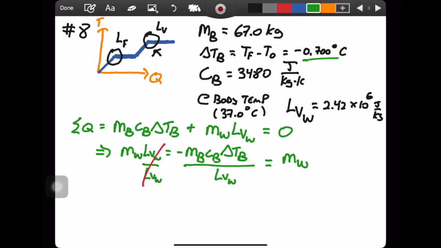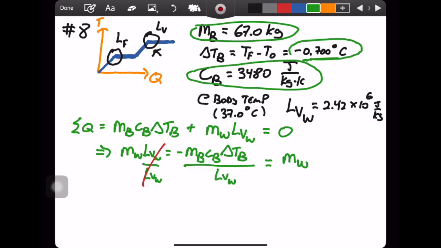And so you should see here that we can solve now for the mass of the water that had to be evaporated to cool the body by 0.70 Celsius, because MB, we've got that. We could plug that in. Specific heat of the body, we've got that right there. The delta T, that's this right here. And again, that's a negative sign. And then we were also told what the latent heat of vaporization of water is. And so we can plug all those in and solve for the mass of the water. So that was part A.